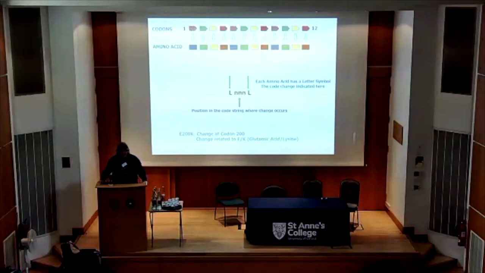And just to explain this, each codon is numbered from left to right, and each amino acid has a letter symbol. So if you specify a number, it tells you where the change takes place, and the letters on either side tell you which amino acids have been substituted. So E200K means there's a change from normal at codon 200, and the change is related to amino acids, glutamic acid and lysine, which have symbols E and K.